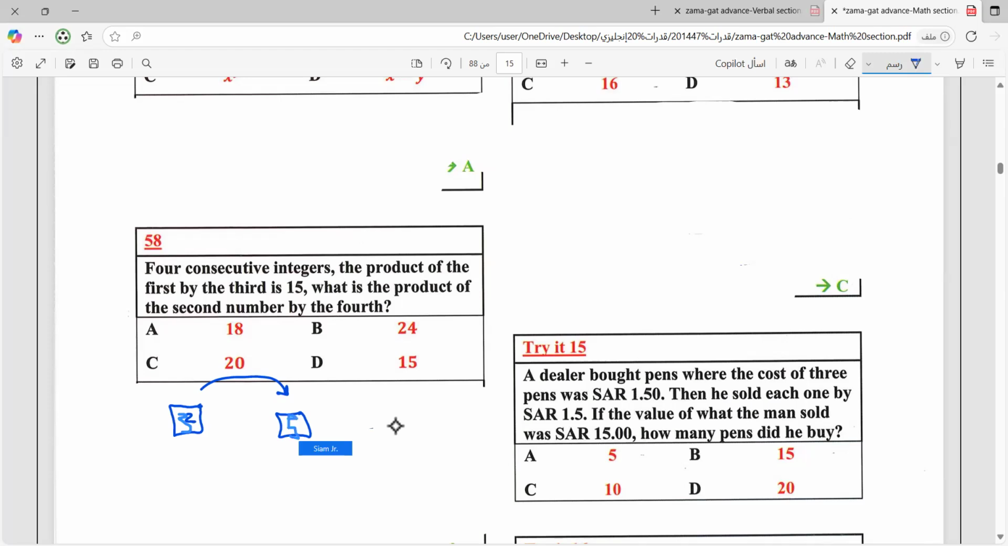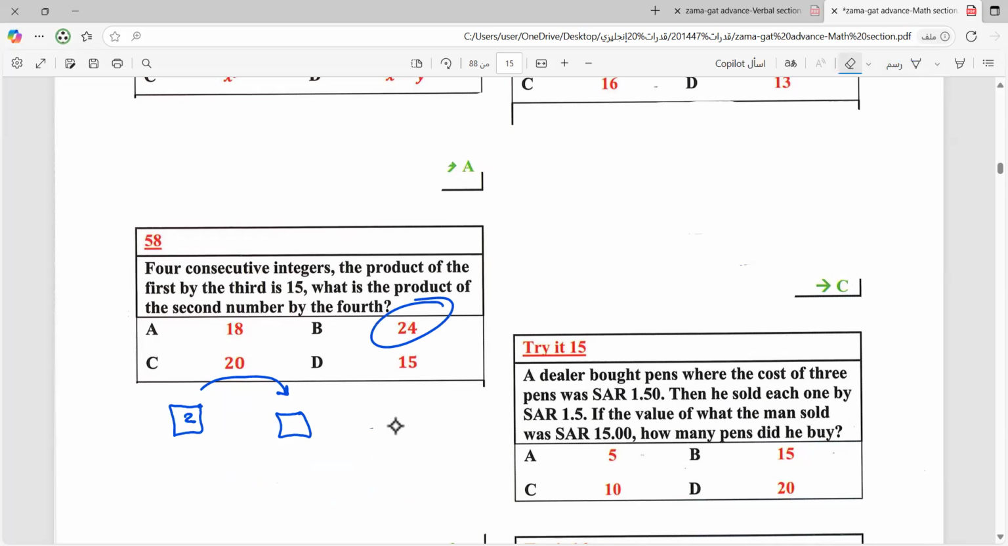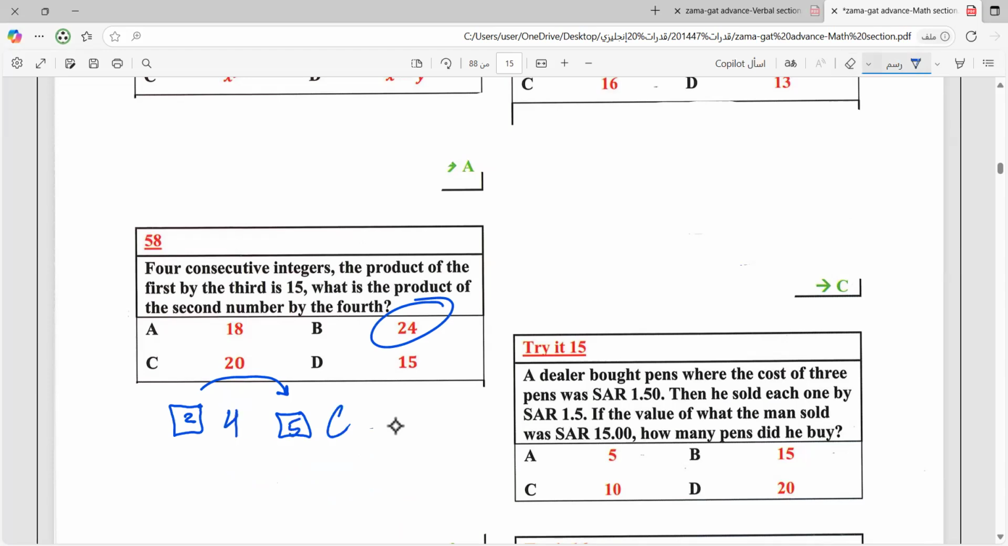then the second number here should be 4, sorry, 4. And the fourth number should be 6, right? Then 4 times 6 equals 24. Good job, that's the right thinking. Good. Here, then 3, 4, 5, 6. When you multiply 4 times 6 equals 24.